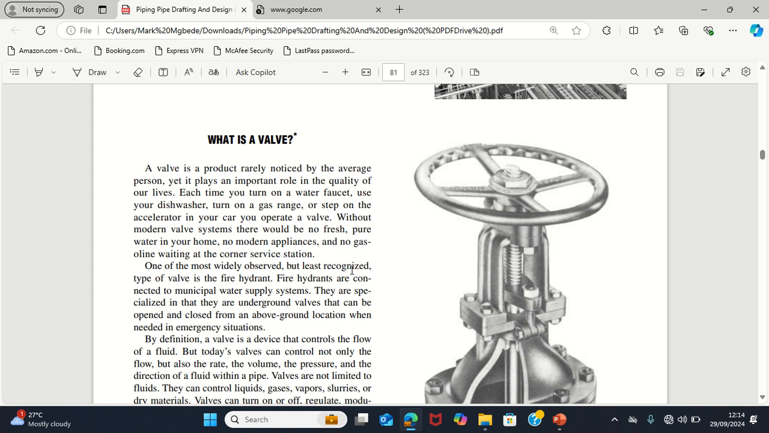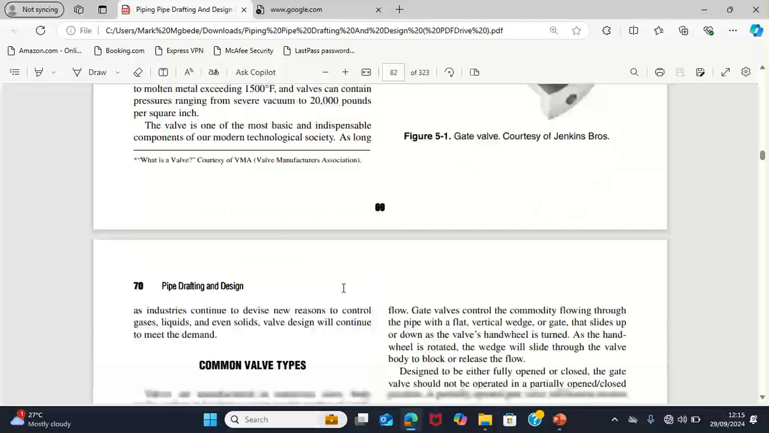So there are several valves that are used in the industry, but let me introduce you to the various valves that are used in the process industry. We have the ball valve, the gate valve, the globe valve, the pressure relief valve, the check valve, and the butterfly valve. These are the common valves used in the process industry, and the control valve, yeah.